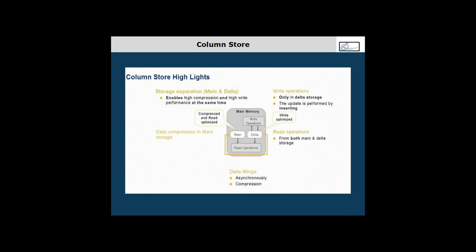Then your merge dog will be scanning through all the tables. Any column store table which satisfies this decision function, called the auto merge decision function, your system merge dog will trigger merging on the table. That is called auto merge.